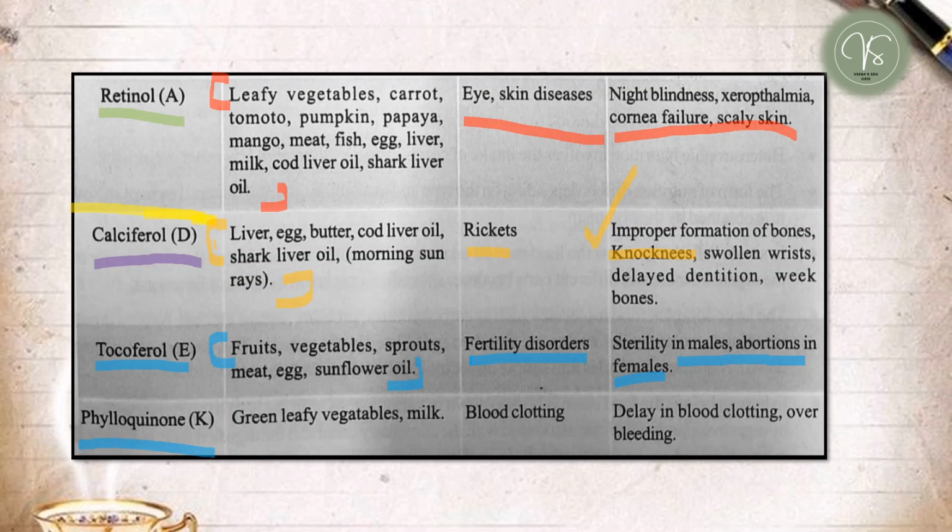Phylloquinone is required for blood coagulation. It is found in green leafy vegetables and milk. It helps in blood clotting. When you get a wound, when your finger is cut, it is very much required that the blood stops oozing. Otherwise, you will lose a lot of blood. So if your body is deficient in vitamin K, then there is delay in blood clotting and overbleeding takes place.